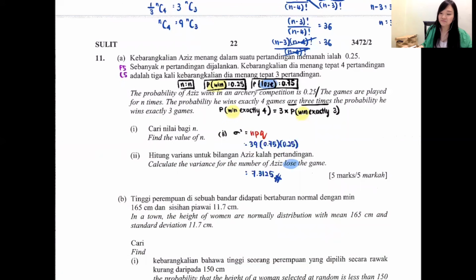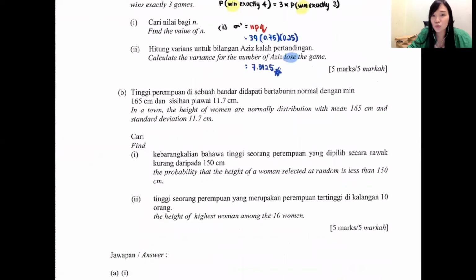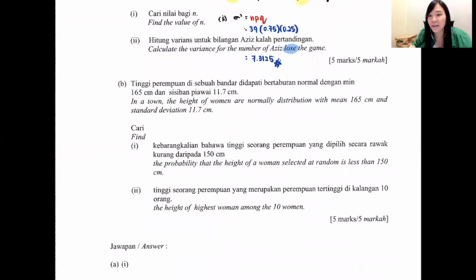Done. I think the B, A2 only worth 1 mark because the A1 should worth 4, okay? Let's go on to B. In a town, the height of a woman are normally distributed.